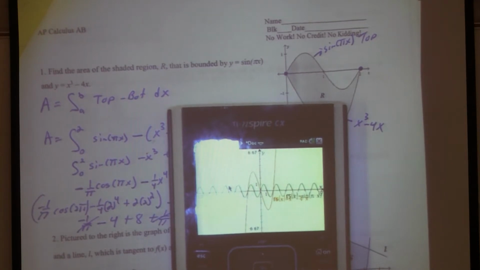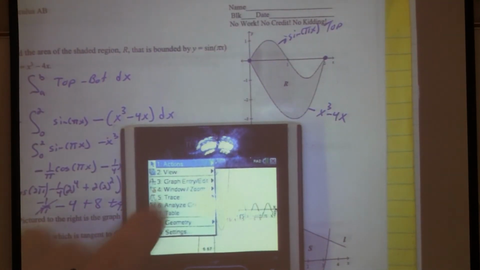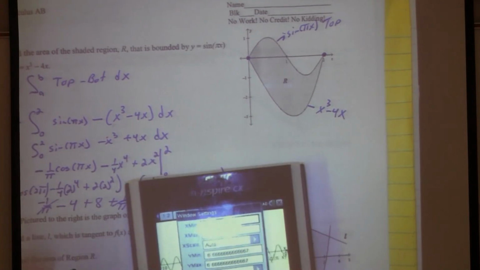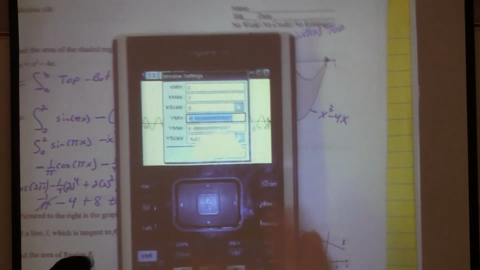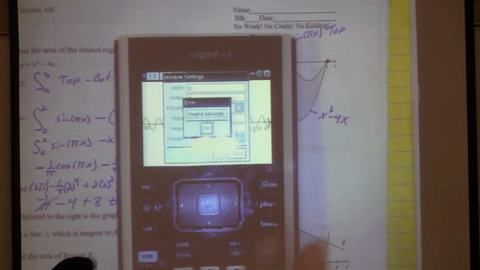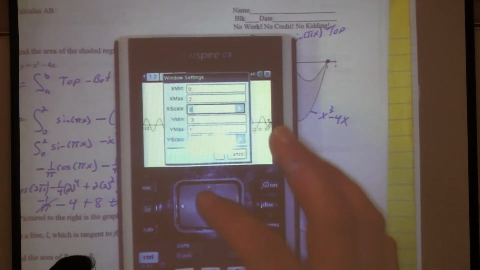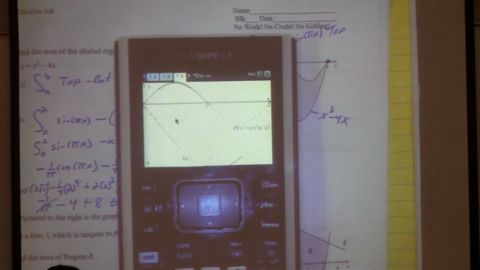Cool? We could adjust our window if we wanted to. Do you want to adjust it? Okay, let's adjust it. So menu 4, 1. So it seems to be going from 0 to 2, right? And it's going by 1s on the x's. The y's are going from negative 3 to 1, and that's also going by 1s. Invalid values, what? Oh, why did I put 0? Cool? Now it looks like the one I have there.